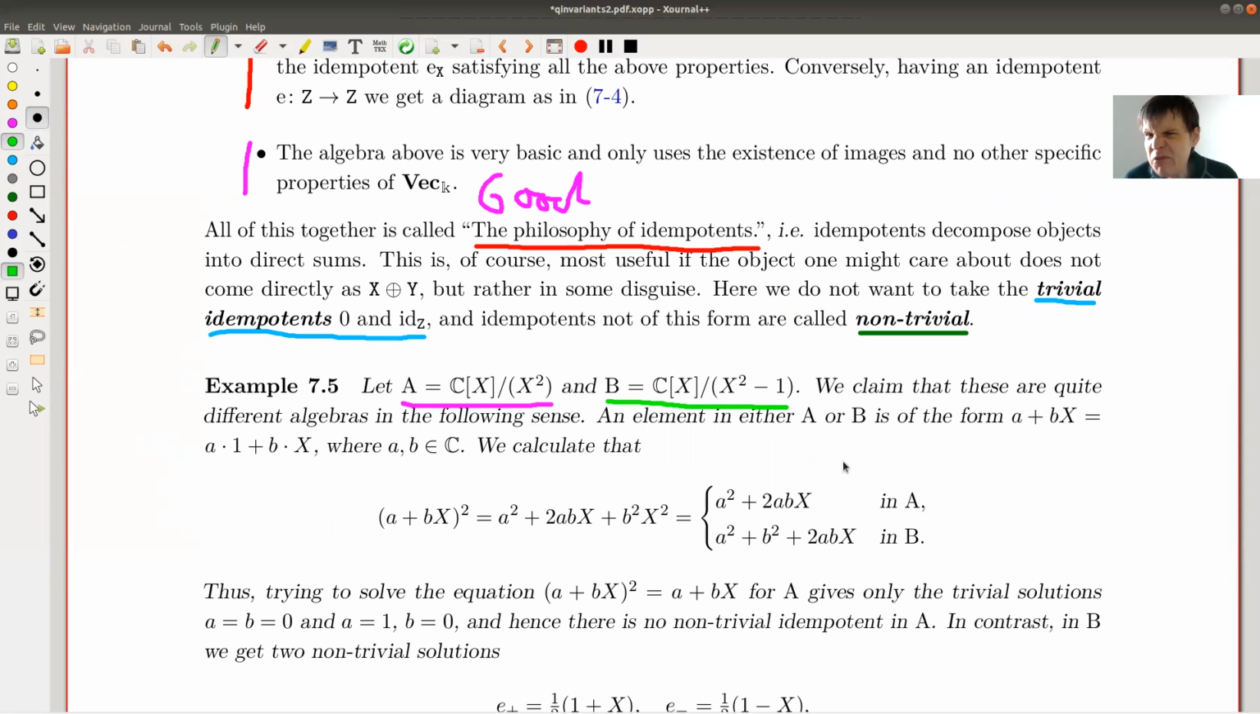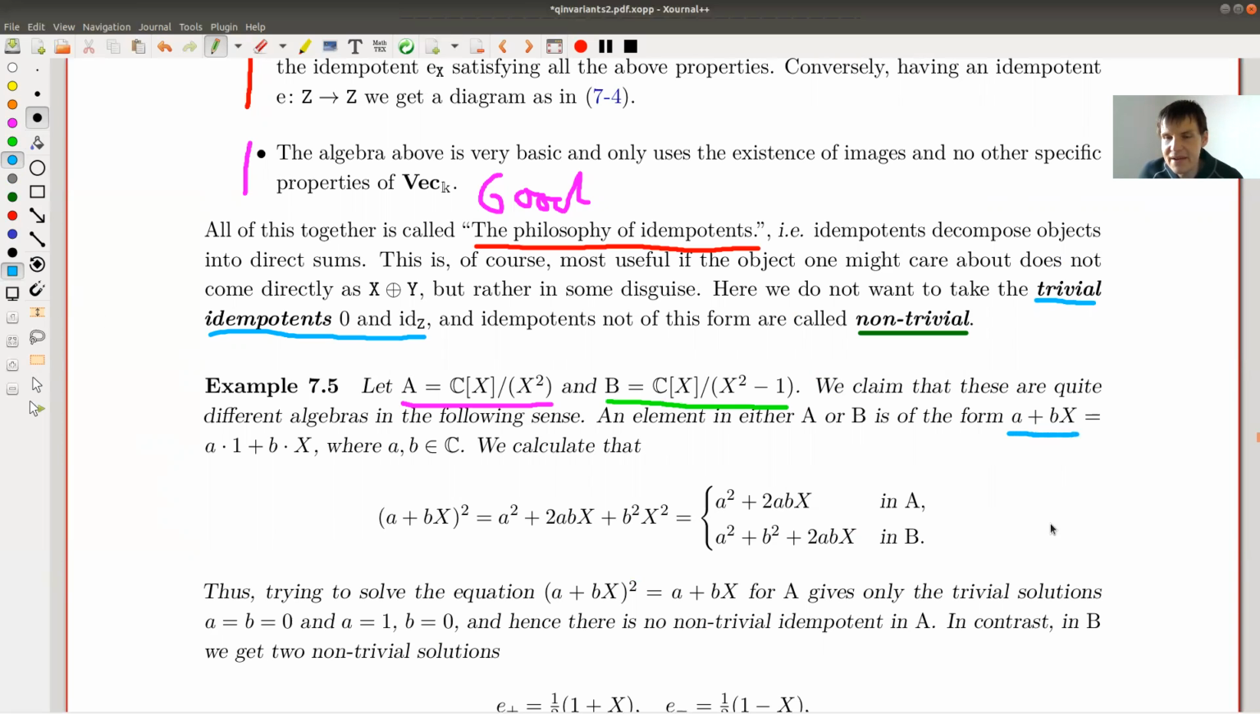There doesn't seem to be a huge difference between them. So let's have a look. Actually, they're wildly different. They're really, really different. And the idempotence is telling why. Okay, and it's a very silly calculation. It's easy. So every element is, of course, of this form, right?